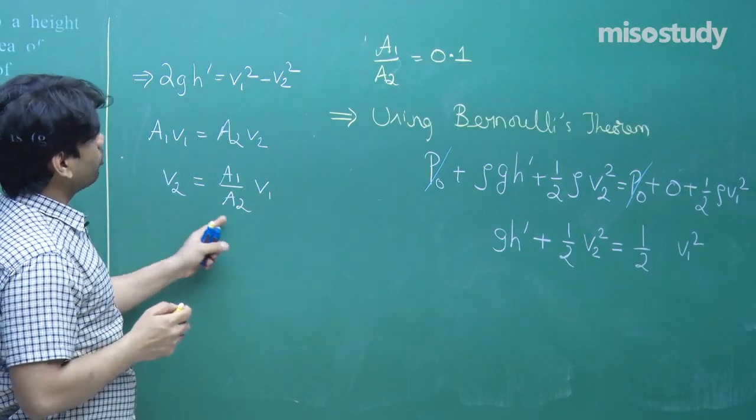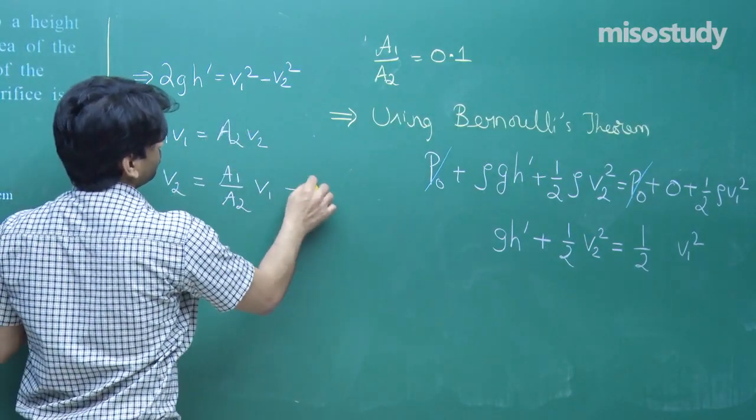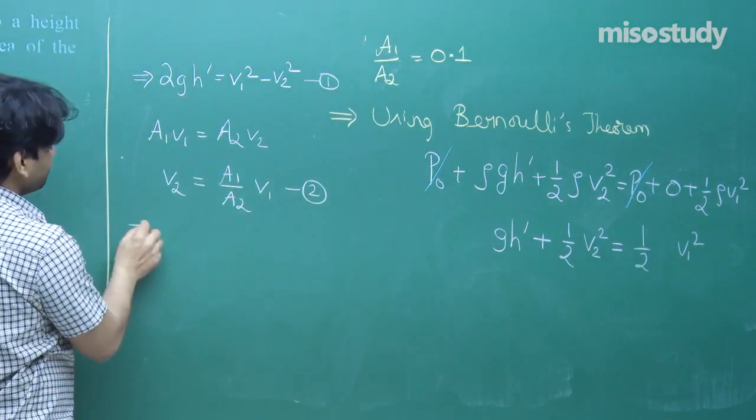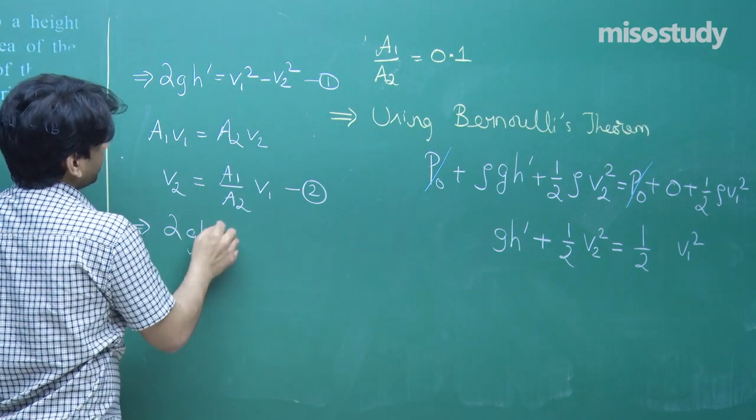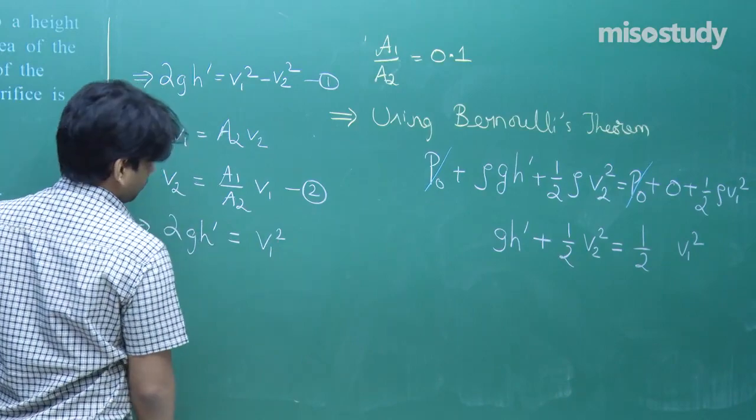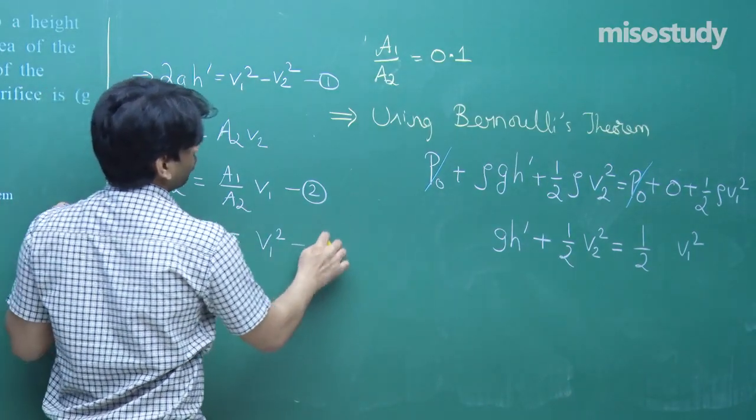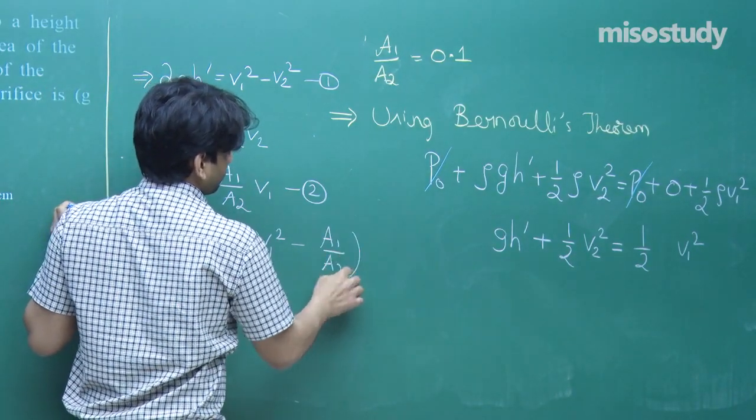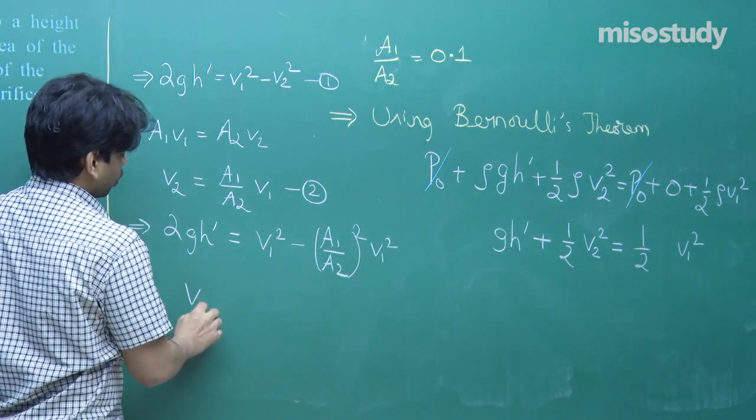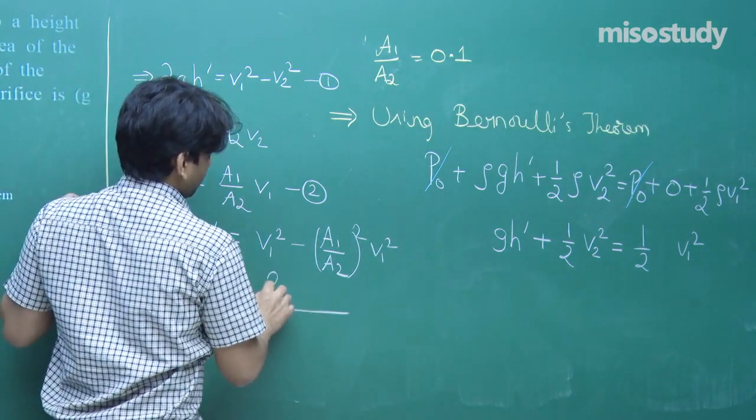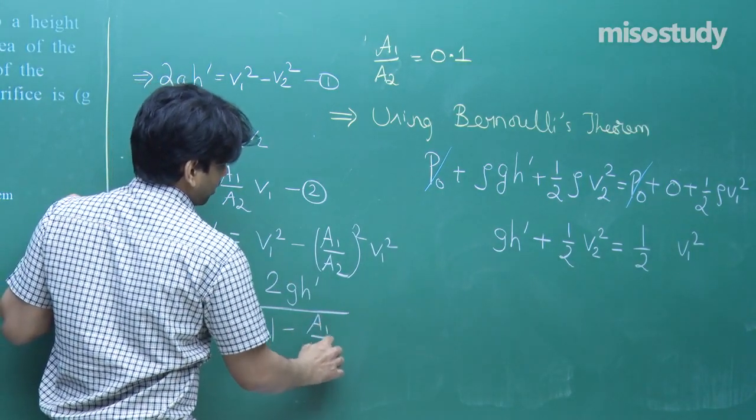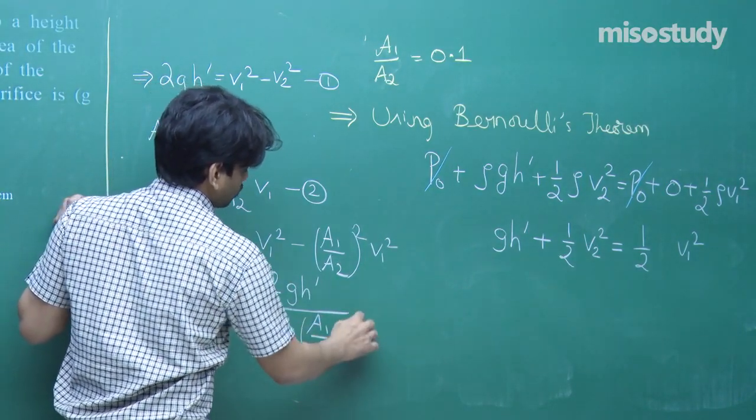So what you do, substitute this value of v2 in this equation. Let me write this as equation number 2. This is equation number 1. Substitute the value of v2 from equation number 2 in equation number 1. 2g h dash is equal to v1 square minus v2 square, so A1 by A2 whole square into v1 whole square. From here v1 whole square will come out to be 2g h dash over 1 minus A1 by A2 whole square.